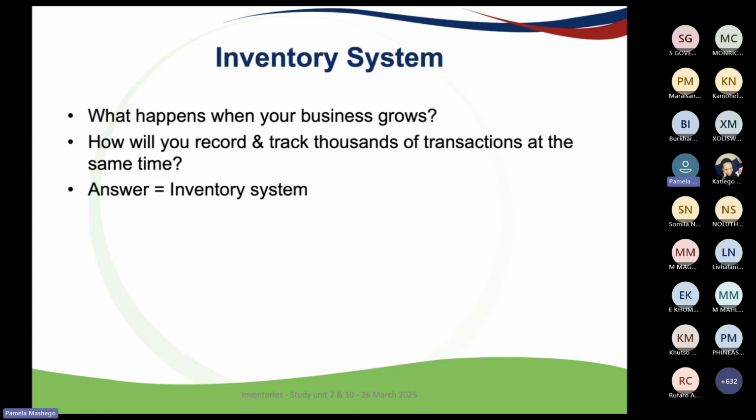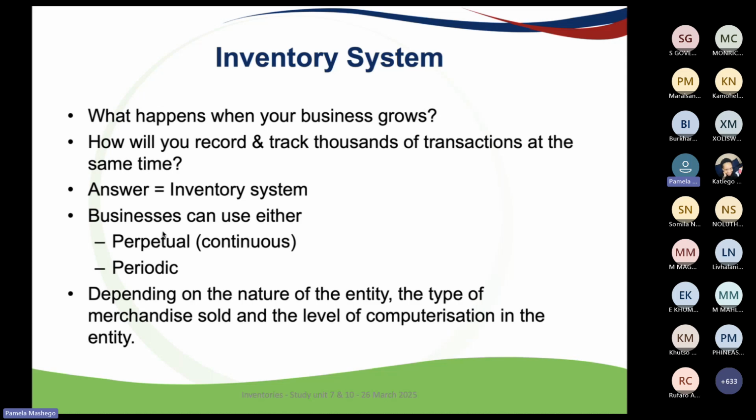So that's when I said, okay, the answer lies in the inventory systems, which is the perpetual, continuous inventory system, or the periodic. So businesses can use either of these systems to record and track inventory. And this depends on the nature of the entity, the type of merchandise that they sell, and the level of computerization in the entity. Okay, so now let's discuss these two inventories and the differences between them.